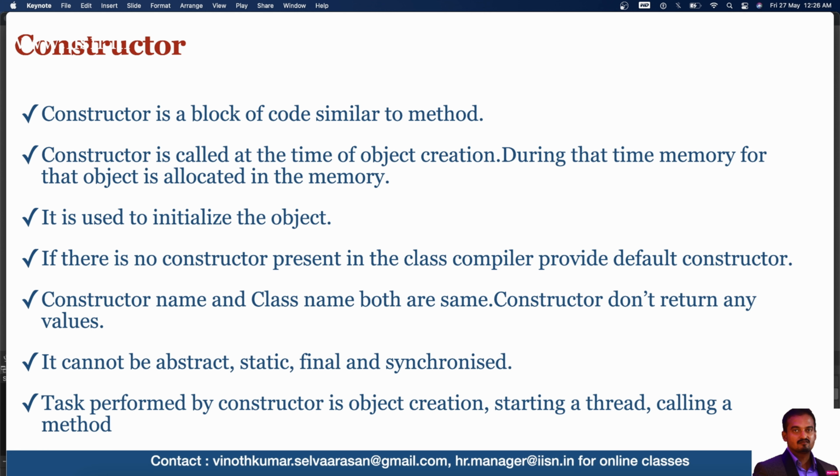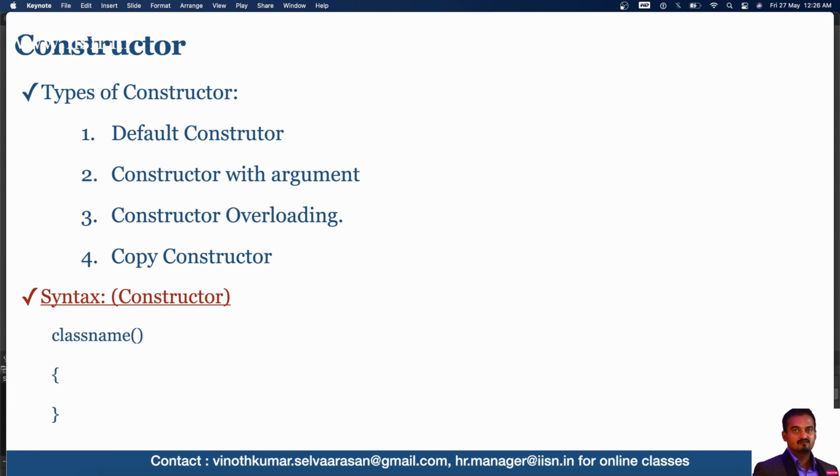Here we have different types of constructors. One is the default constructor, another is the constructor with arguments, another is constructor overloading, and the fourth is the copy constructor. These are the four types of constructors, and we are going to see them one by one. The first one is the default constructor.